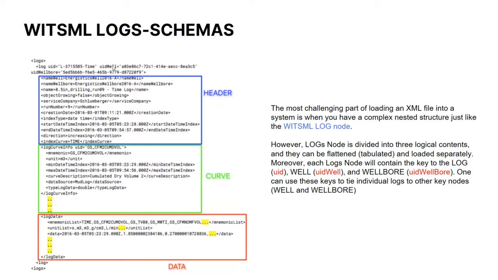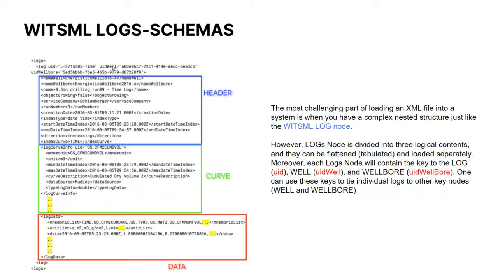Then, once we have the main information for the log, it starts telling us which curves are associated with that log. Generally, one log has several curves. So if we are looking at, for example, logs that are measuring something related with our drilling fluids, we generally see the mud flow in and out. We generally see the pit volumes associated with that. We generally see gas readings. So we have multiple curves associated with one log. In this case, I just showed the first one, but we may have multiple.